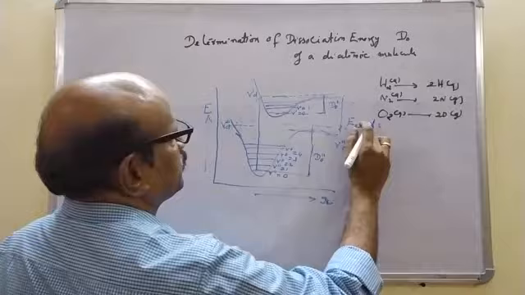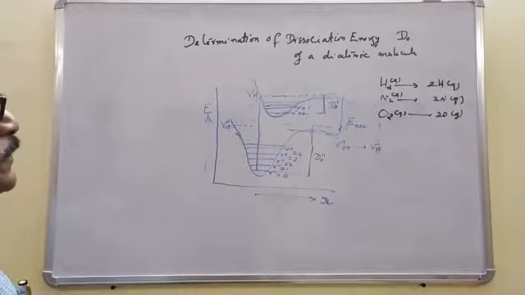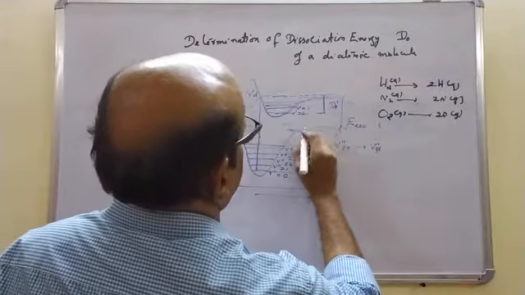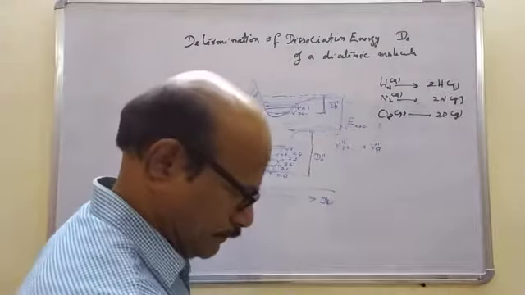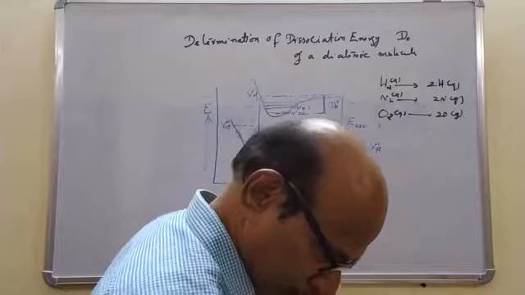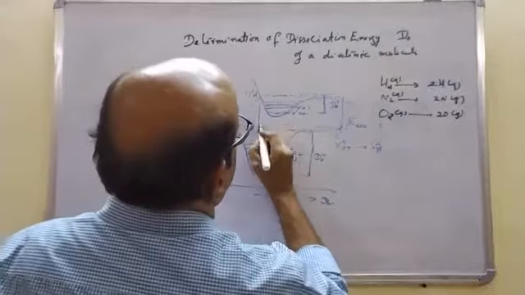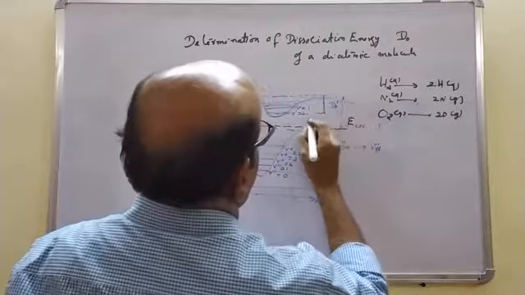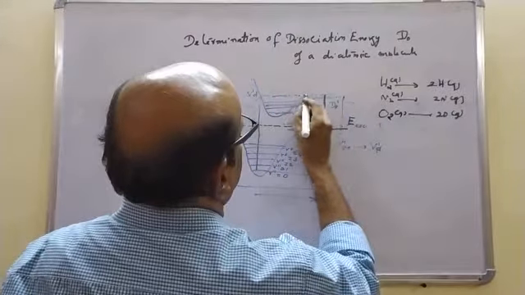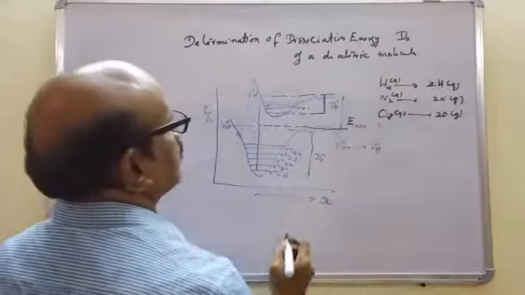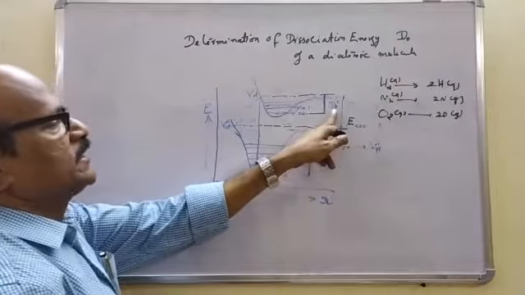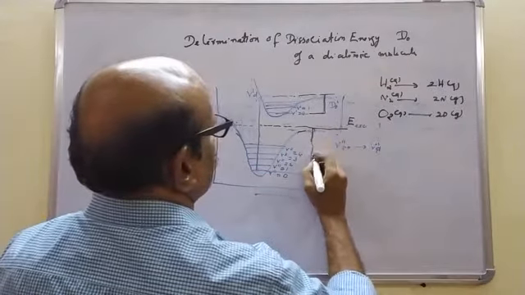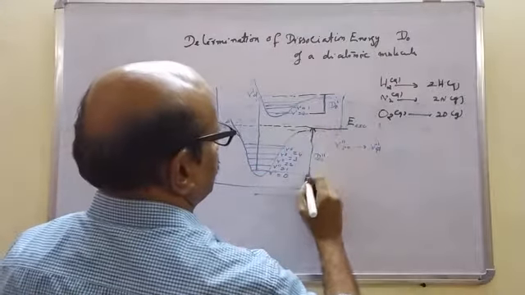Excitation. This is the excitation, and this is the D0 dash, the dissociation energy in the excited state, and this is the dissociation energy of the molecule in the ground state.